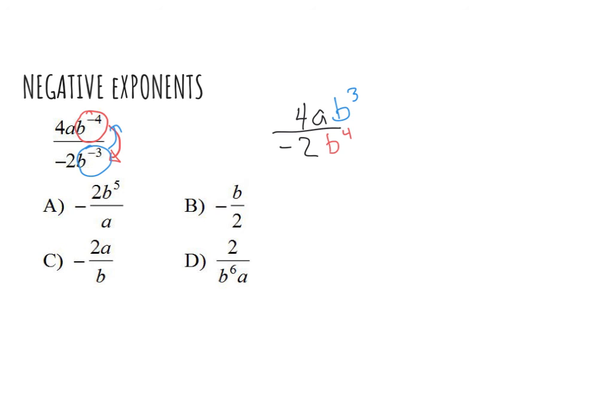And now I will do my coefficients first. So 4 divided by negative 2, that's equal to negative 2. a stays because there's nothing with the same base. And then we have b to the 3rd divided by b to the 4th. Because b to the 4th is on the bottom, 4 minus 3 is 1. So I just have negative 2a over b. Correct answer would be C.